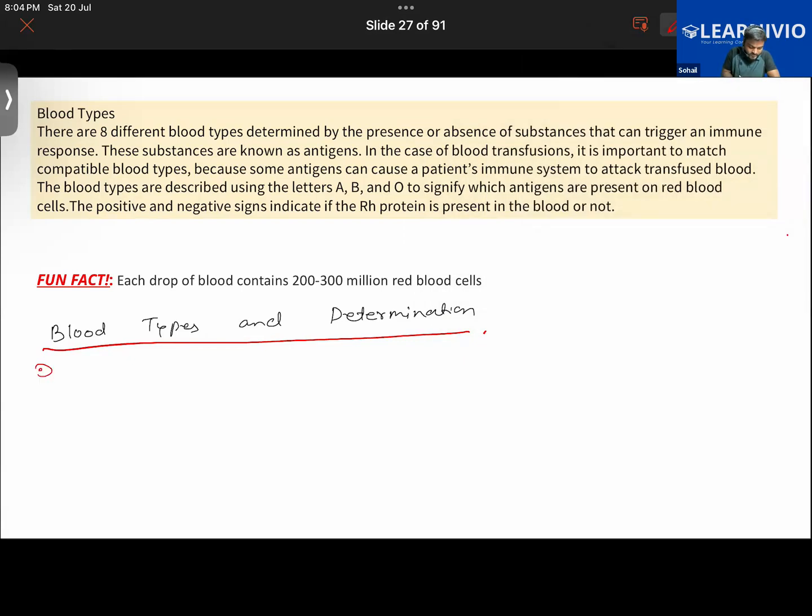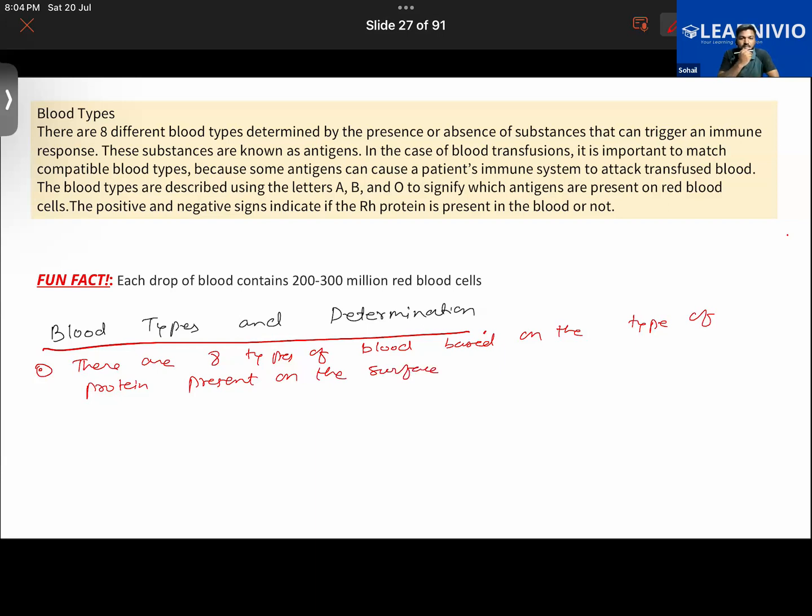So the first point you will be writing down is that there are 8 types of blood based on the type of protein present on the surface of red blood cells. The chapter's name is transportation in plants and animals, Fatima.